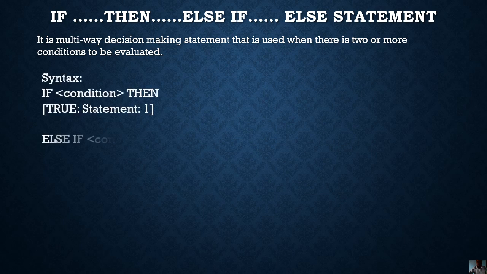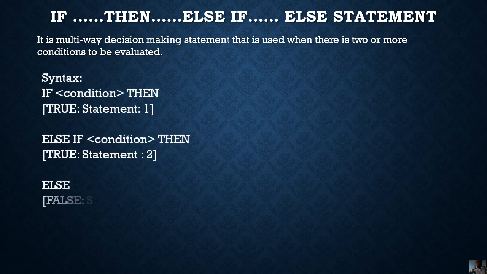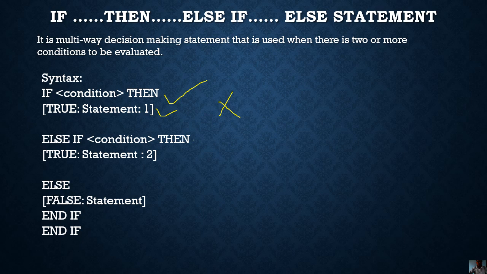And here we can see the syntax first. If condition, true statement 1, else if condition, then true statement number 2, and else false statement. It means that if this condition becomes true, then we'll print this. If this condition becomes false, then it will go to this one to check, and then it will print this. If it is false again, then it will print the false statement.